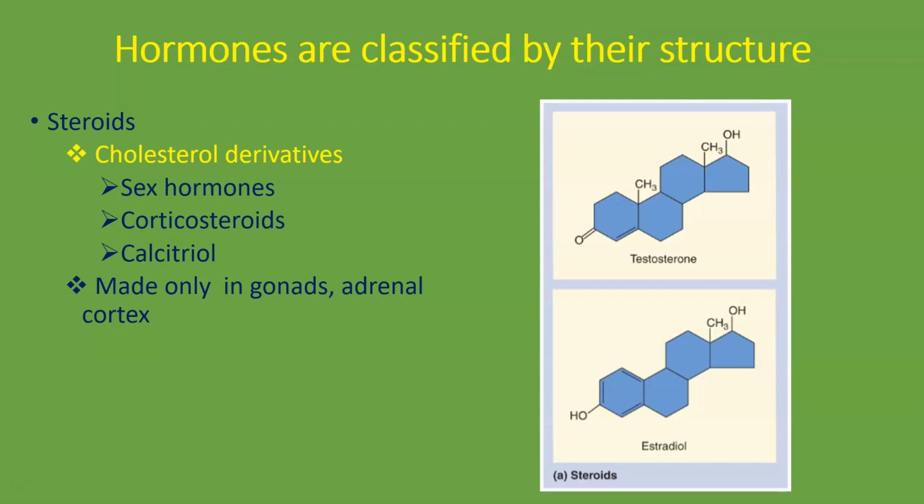These hormones, steroid hormones, are only made in the gonads, which are the ovaries and the testes, and also in the adrenal cortex, which is the outer shell of the adrenal gland, which sits right on top of the kidney.